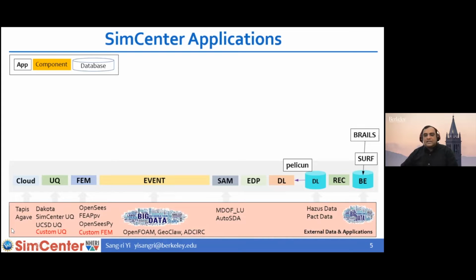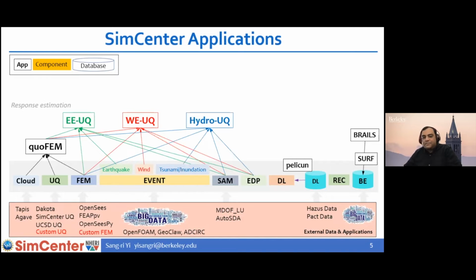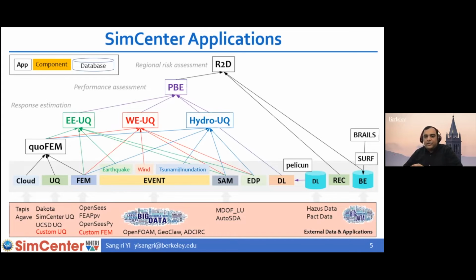And these components in the backend are interfacing with applications either that are built in the SimCenter or with existing external software. For example, the quoFEM application consists of the UQ and the FEM component of the backend, along with the cloud computing component, which makes running large numbers of complex simulations feasible. Other applications for response estimation, like the EUQ application, build on the features in quoFEM. The PBE builds on response estimation tools and enables performance assessment. And R2D uses all the components to enable regional scale simulations. So today we will give an overview of the methods available through the UQ component and in the quoFEM tool. Sangri will now begin the introduction to the UQ methods.